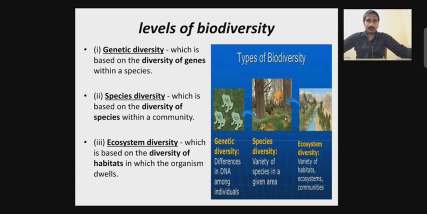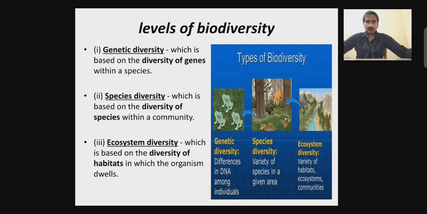Now, levels of biodiversity. There are three levels of biodiversity: species, genetic, and ecosystem diversity. What is genetic diversity? Each and every living organism is composed of genes, that is DNA, RNA, etc. Each gene coding is different in different individuals. Just like the fingerprint is different for every individual, likewise the genes are also different in every individual. On that basis also we can designate biodiversity.